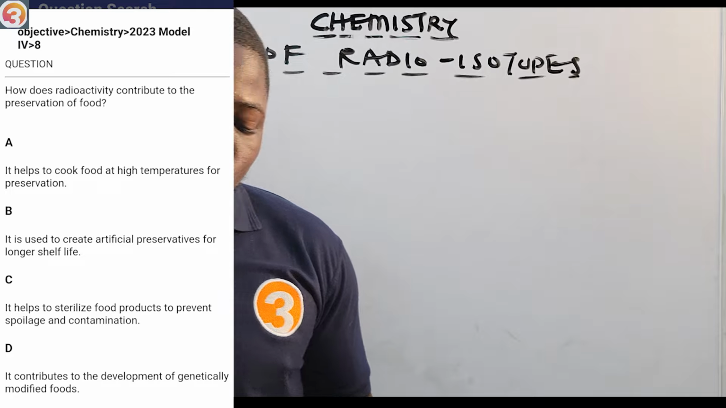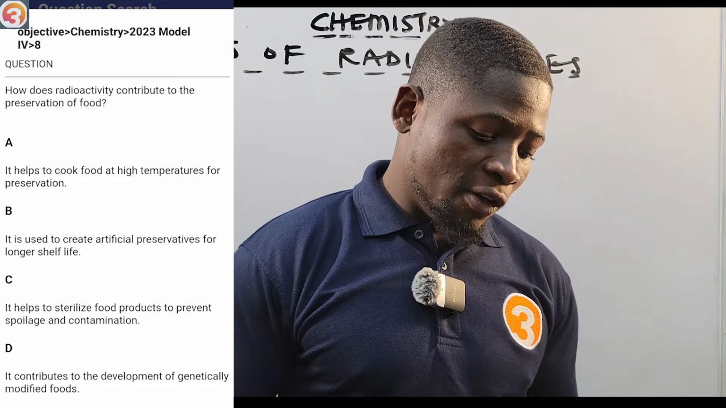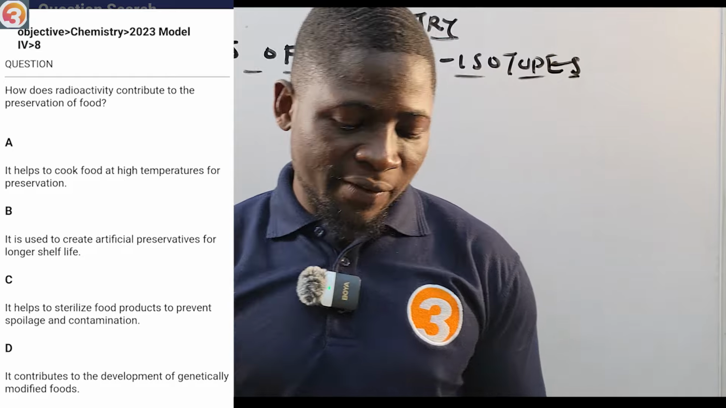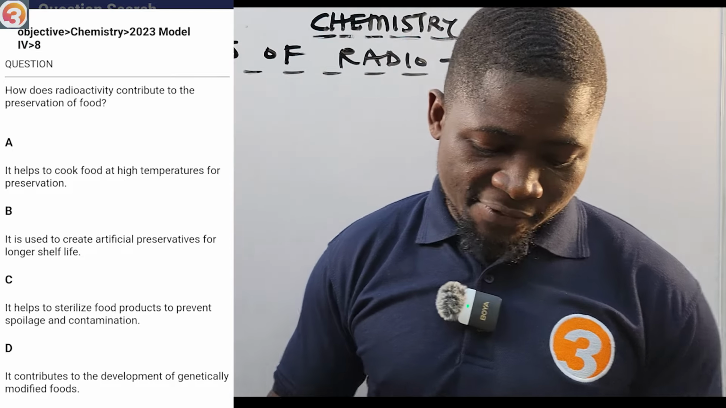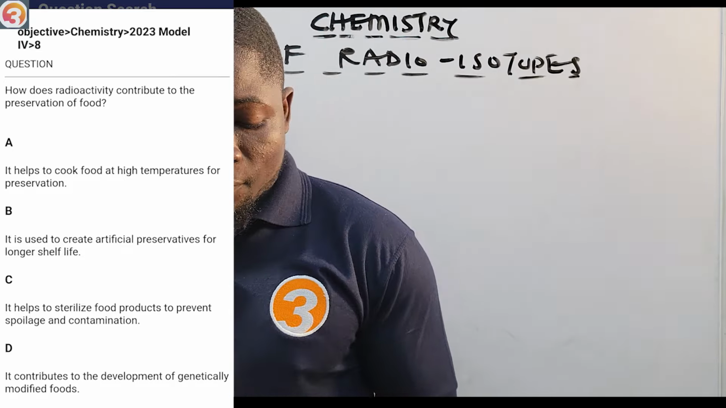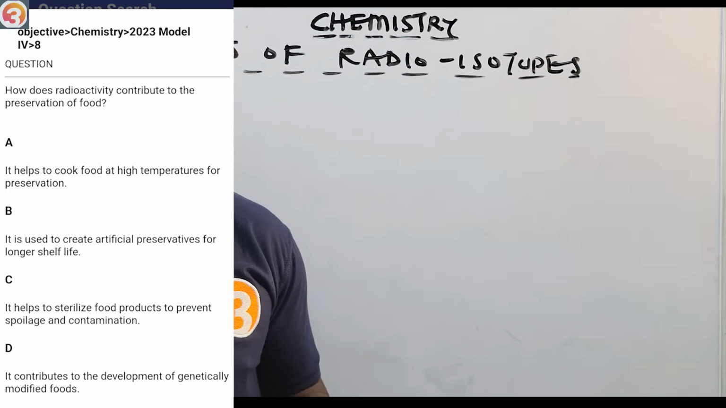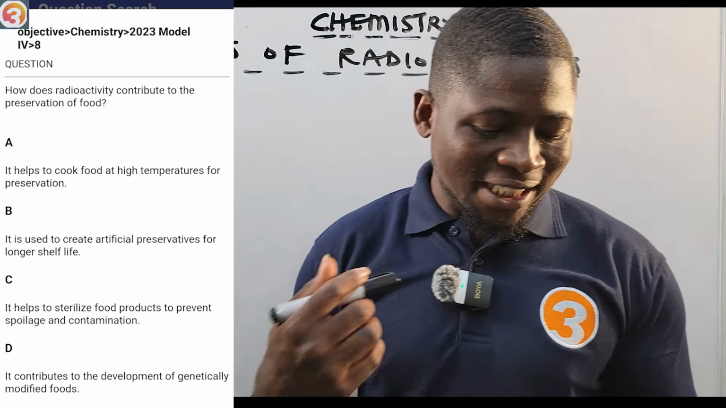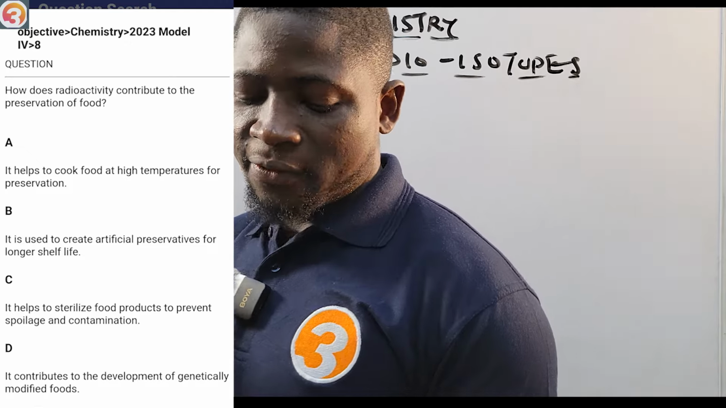A, it helps to cook food at high temperatures for preservation. B, it is used to create artificial preservatives for longer shelf life. C, it helps to sterilize food products to prevent spoilage and contamination. D, it contributes to the development of genetically modified foods.